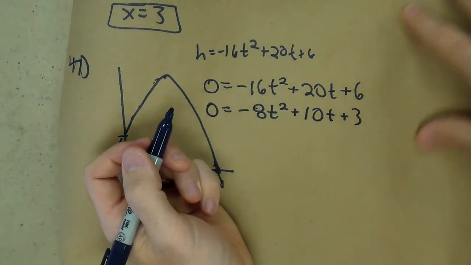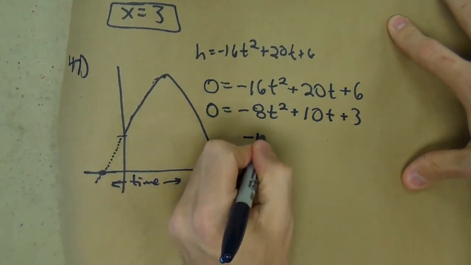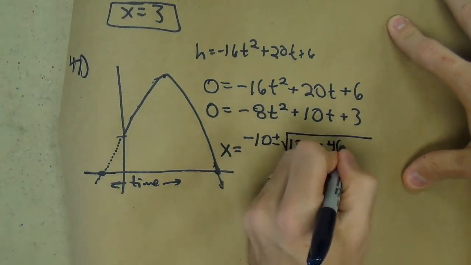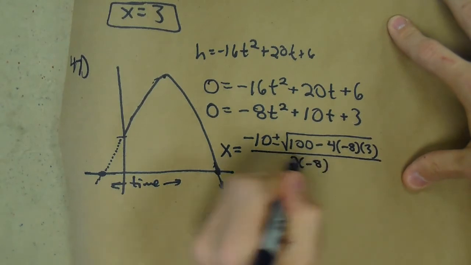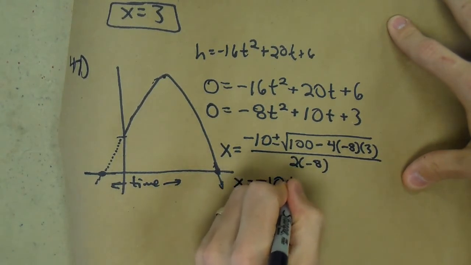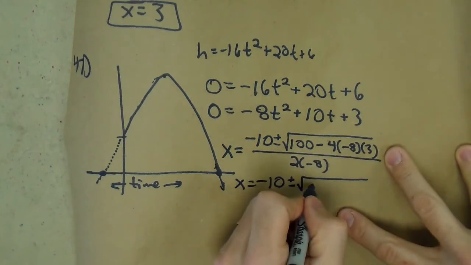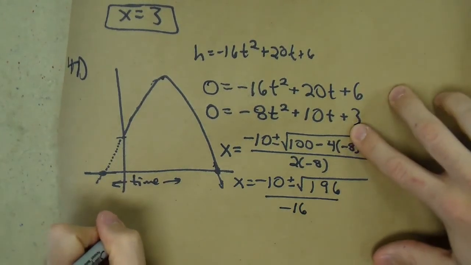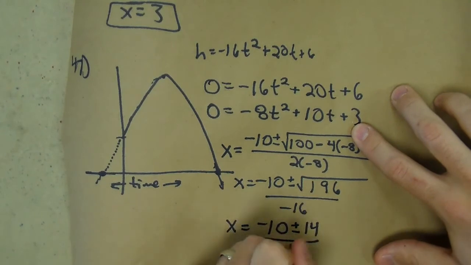I could look at factoring, or I could use the quadratic formula. Since that's the common theme, I'll use the quadratic formula. I get negative 10 plus or minus the square root of 100 minus 4 times negative 8 times 3, and all of that is over 2 times negative 8. 4 times 8 times 3 is 96. That's a positive, so that comes out to be 196 over negative 16. We like 196 because the square root of 196 is 14.